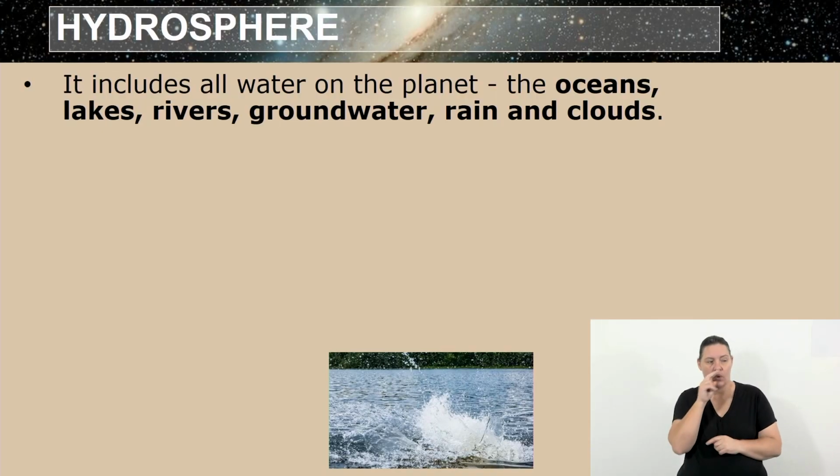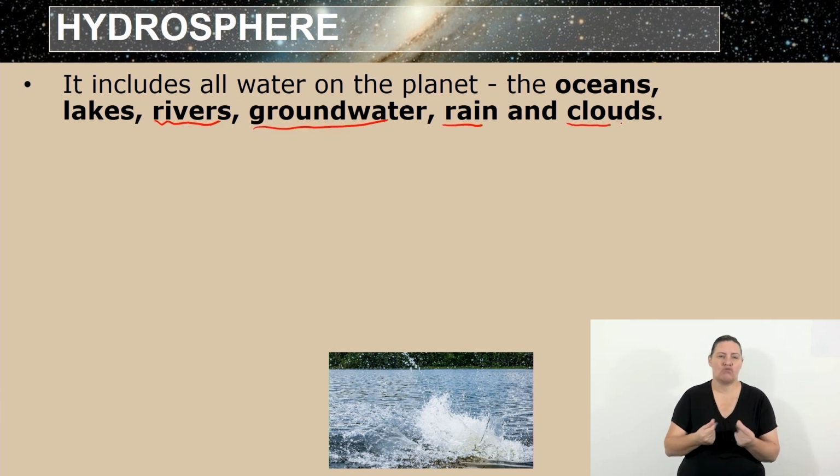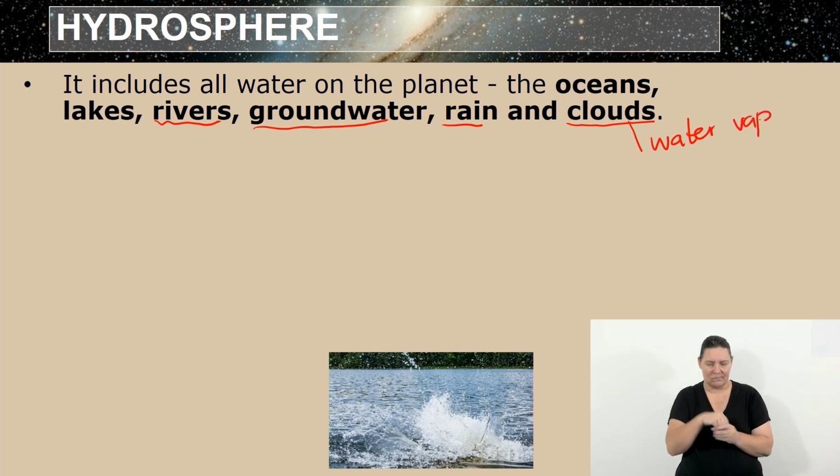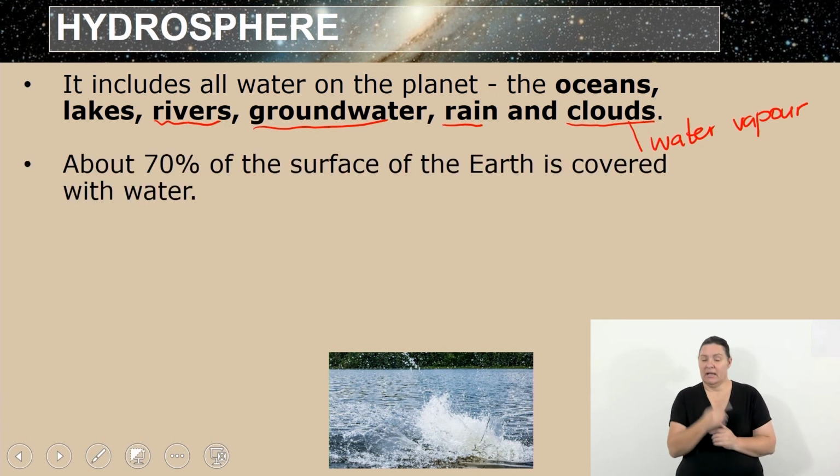Okay, now learners, let's look at the hydrosphere, which includes all the water on the planet, including the ocean, the rivers, the groundwater, the rain, as well as the clouds. Now, the clouds form part of the hydrosphere because they consist of water vapor. Okay, I hope that is clear. And then we move on to the next point, which is that about 70% of the surface of Earth is covered in water, meaning that the water in the ocean, the lakes, and the rivers all form part of that 70%.